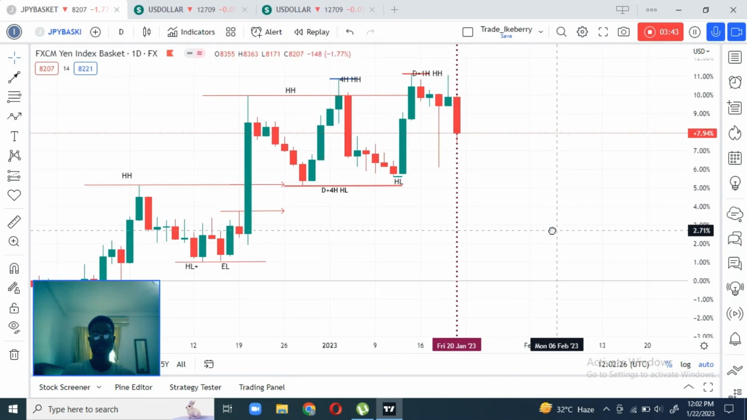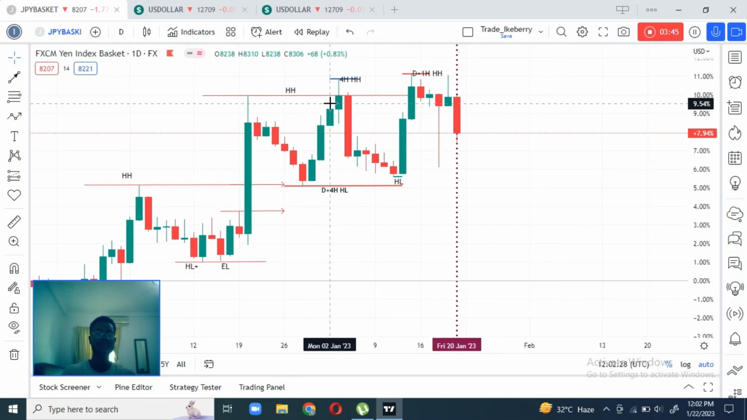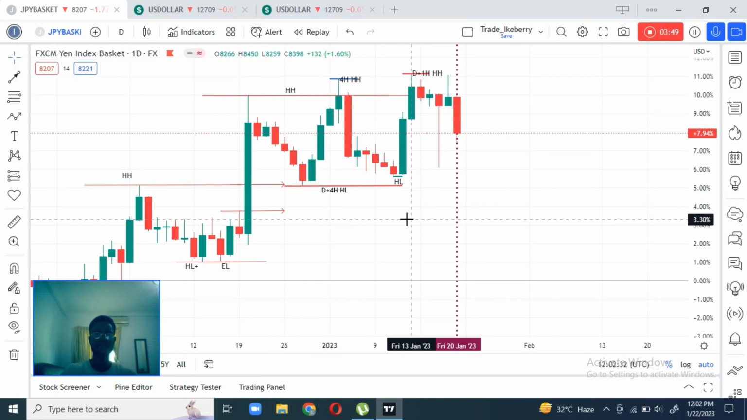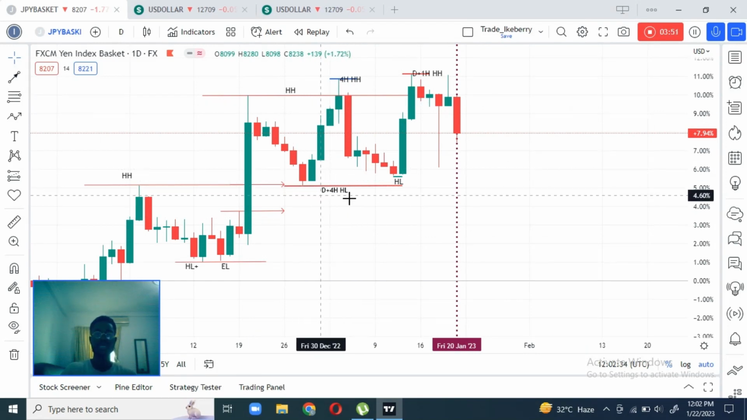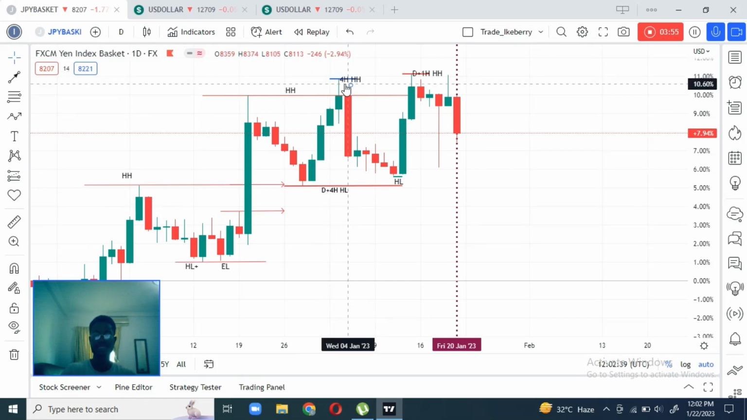All right, so I think we can have a look from this direction. We have this to be our daily higher low and then daily higher high. US dollar index is bearish, the yen is bullish. Let's put this in here.